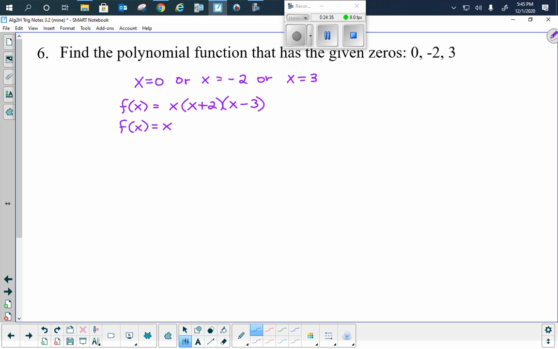Easiest to leave the x alone and probably distribute the two binomials to get x squared minus 3x plus 2x, which would just be minus x, and then minus 6, and then distribute your x. So x cubed minus x squared minus 6x. Again, that's the answer I want from you. Don't get fancy. Could it be multiplied by any number? Sure. All right, see what you can do with that stuff.